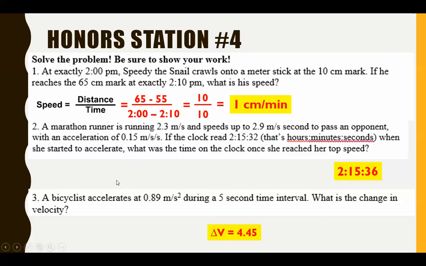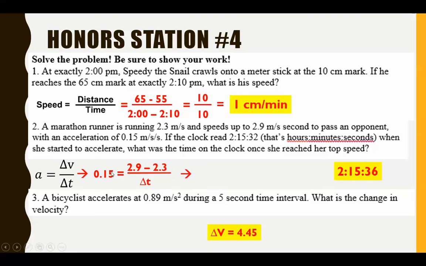In the second one, we've got a marathon runner who is going to speed up, and we've got this crazy time to deal with, 2:15:32, and the question wants to know what's the clock going to say when they reach their top speed. So in other words, we have to find the change in time and add it to this clock time. So we're going to start with our acceleration and plug in the things that we know.